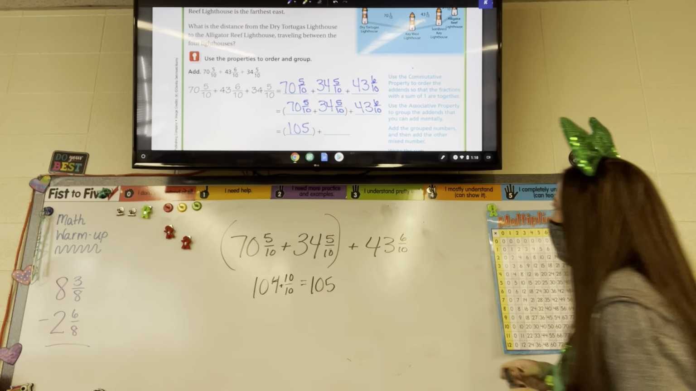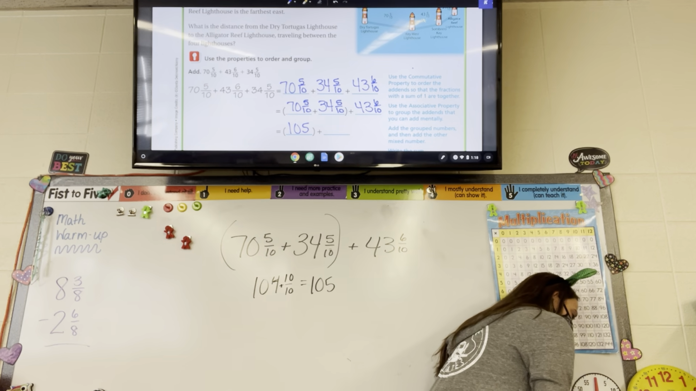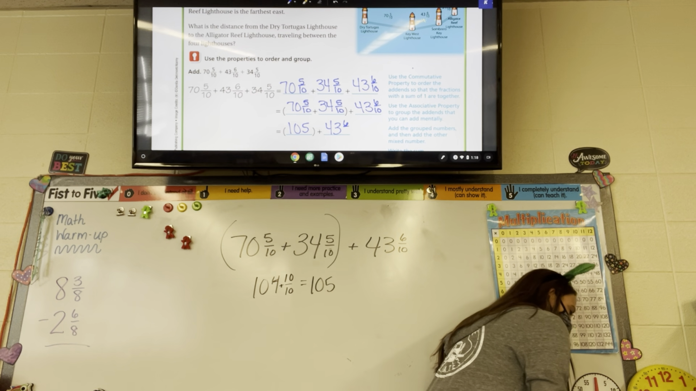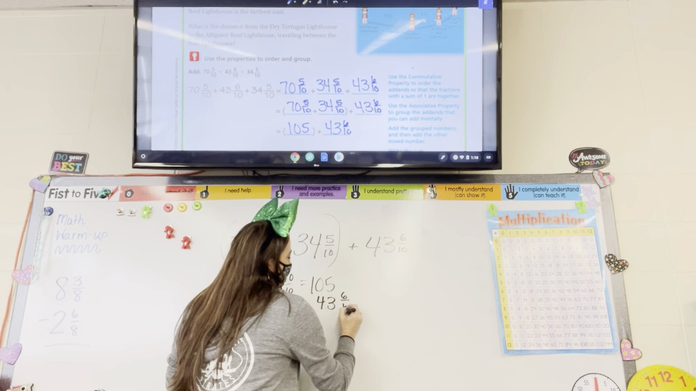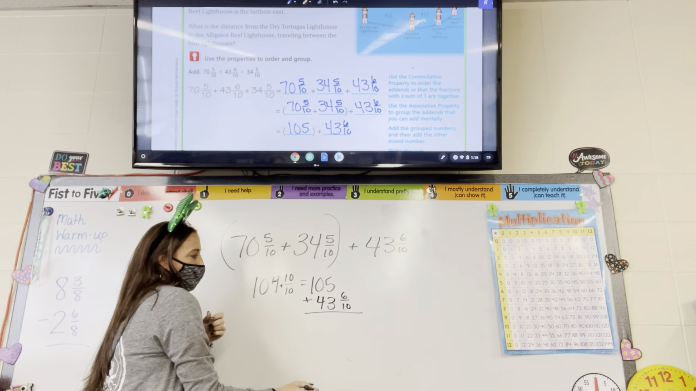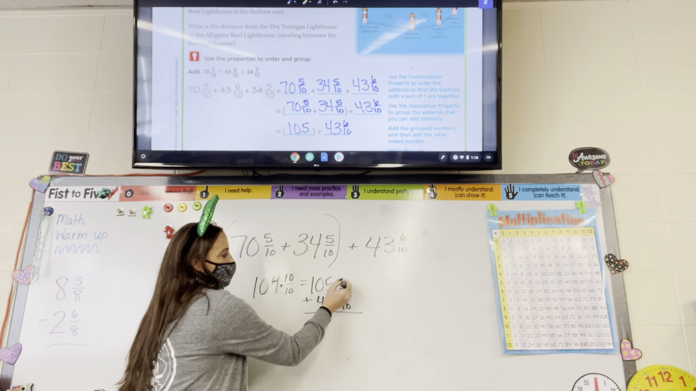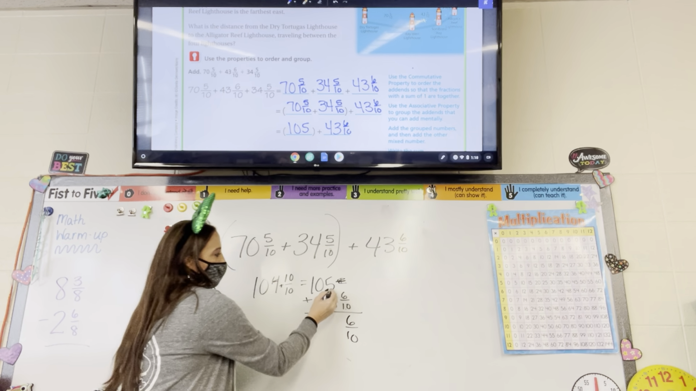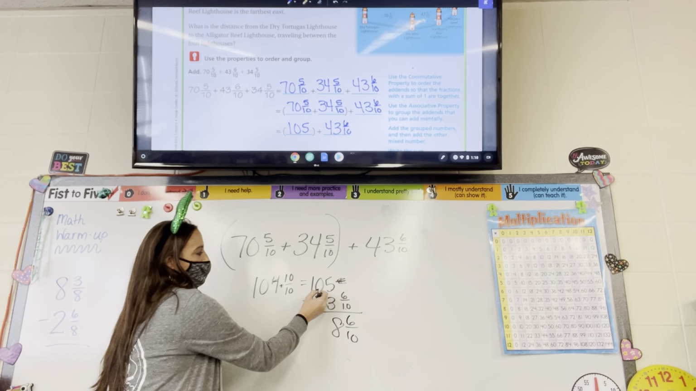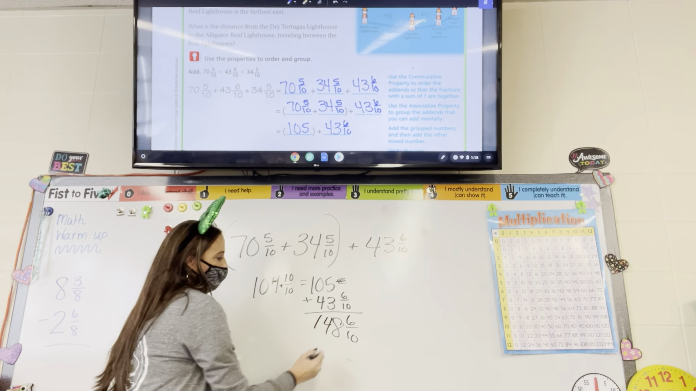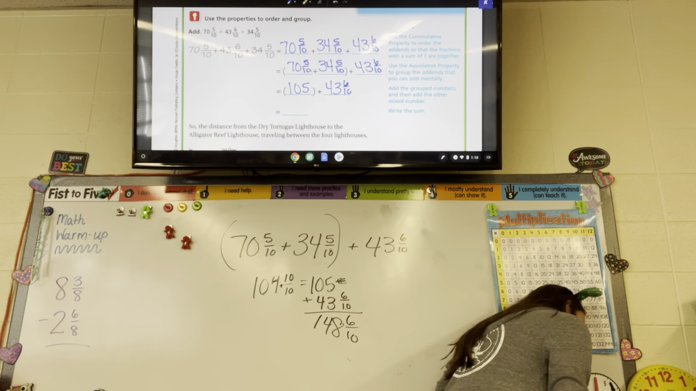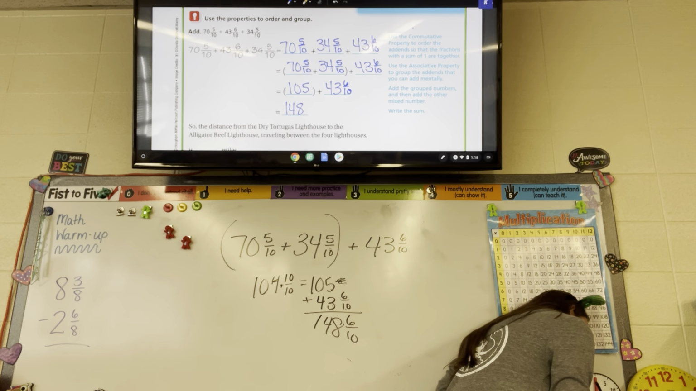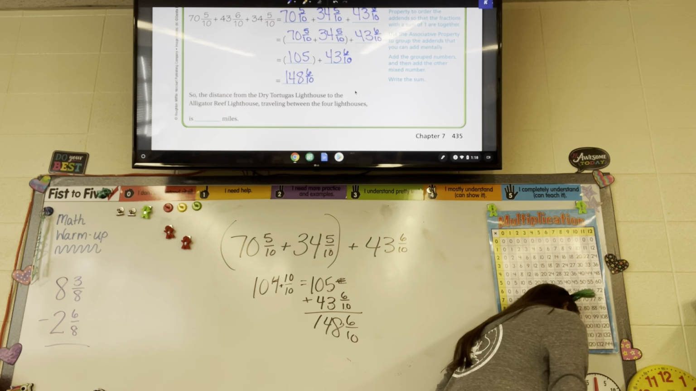Okay? And then we still have to add on 43 and 6 tenths. So if we are adding 105 plus 43 and 6 tenths, what's our fraction going to be? 6 tenths plus nothing over here is 6 tenths. 5 and 3 is 8. 10 and 4 is 14. That's our answer. I was going to put "and" in between there. So 148 and 6 tenths.